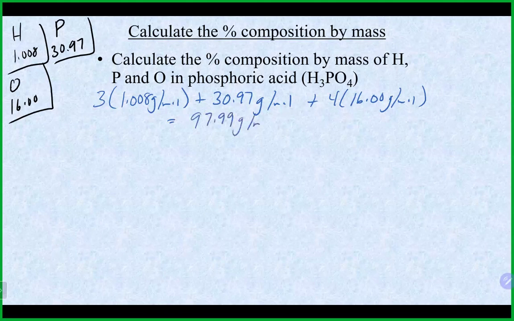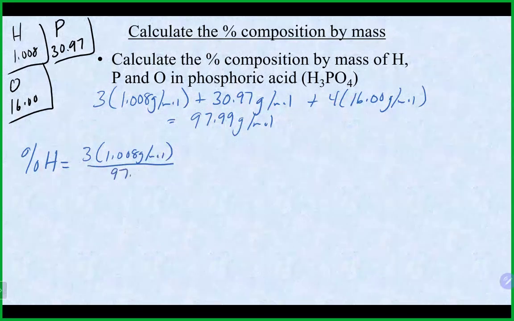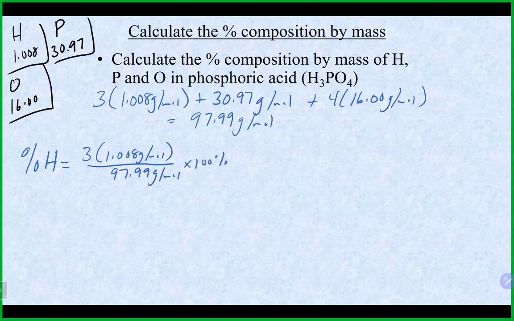Grams per mole. Now we're ready to do each of our percentages. So we'll start with our hydrogen. Again, in the formula, there are 3 hydrogens, so we need to take 3 times our 1.008. We want to divide it by the molar mass of the entire compound here, and then times it by 100%.